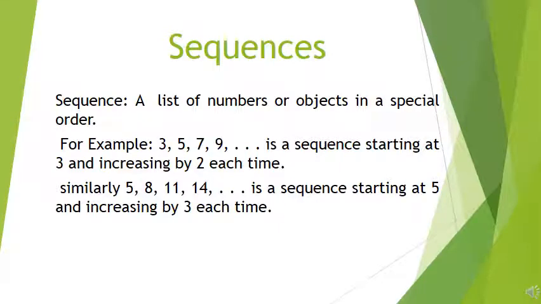Hello my dear students. Now we start our next chapter, that is sequences and functions. So we start with sequence. A sequence is a list of numbers or objects in a special order. For example, 3, 5, 7, 9 is a sequence starting at 3 and increasing by 2 each time. Similarly, 5, 8, 11, 14 is a sequence starting at 5 and increasing by 3 each time.